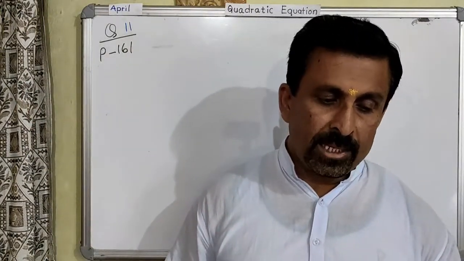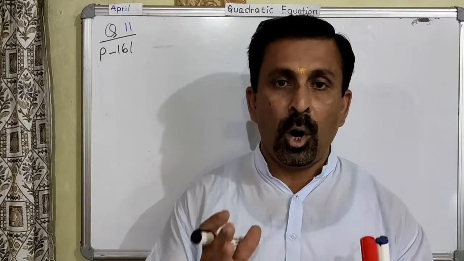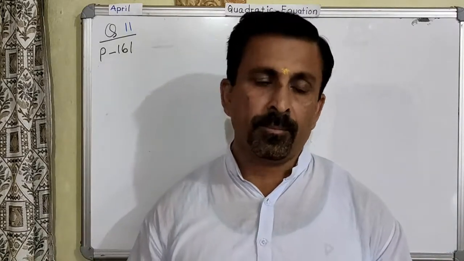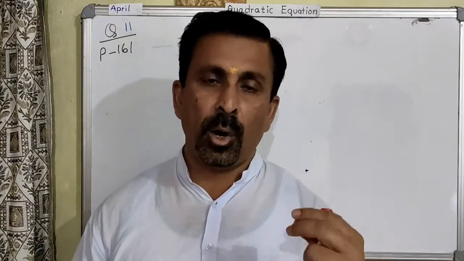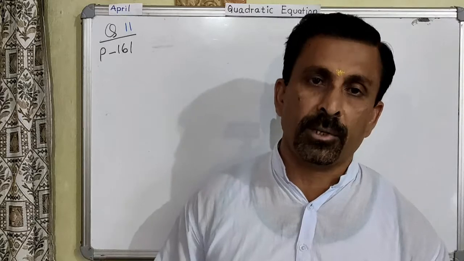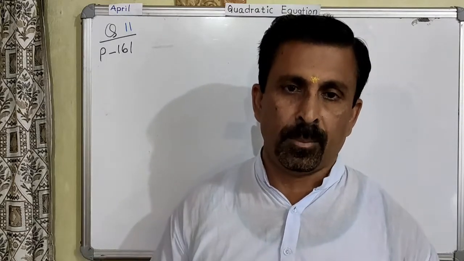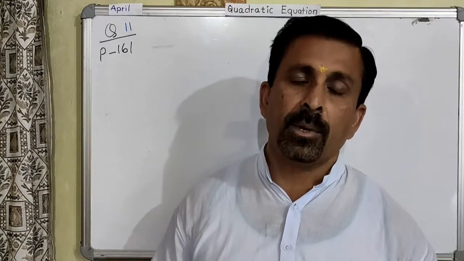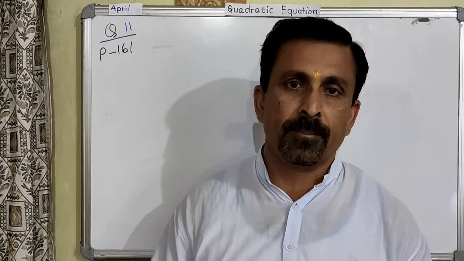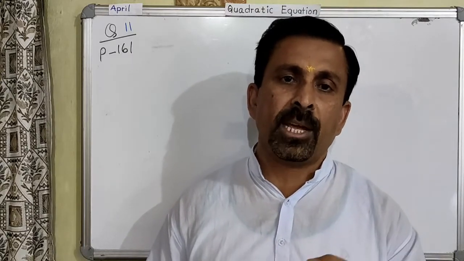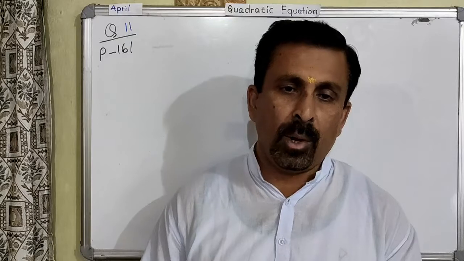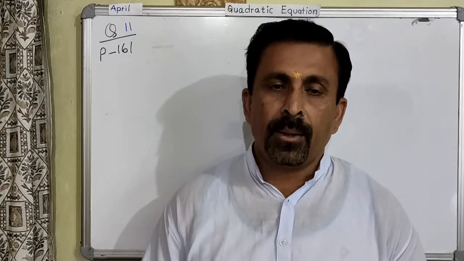The question is, when the squares of two consecutive odd integers. Now here there are two things: one is the consecutive and another is the odd integer. I already explained what the meaning of consecutive is. Consecutive means successive, one after another. It depends on whose consecutive you are writing. If you are writing the consecutive of natural numbers, it can be 1, 2, 3, 4, 5, 6.